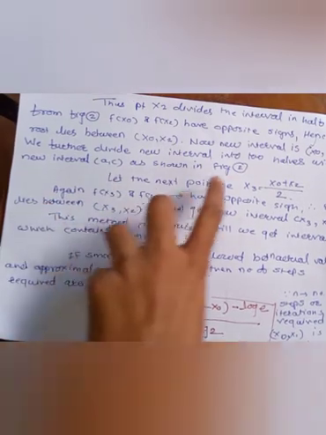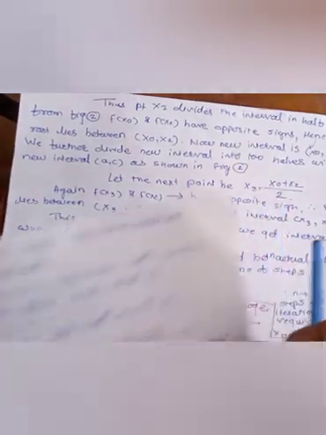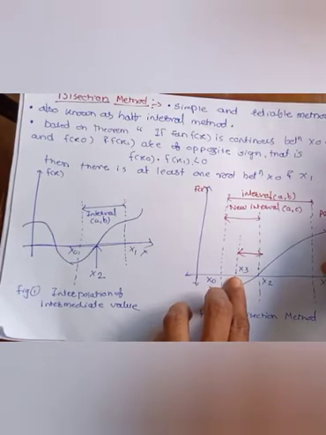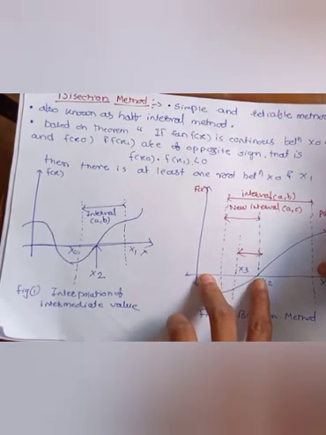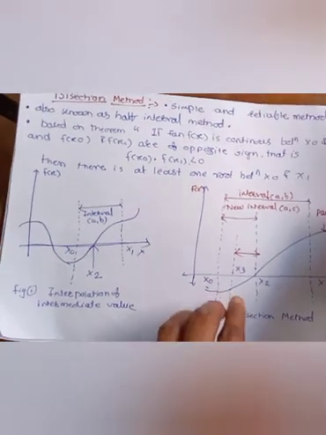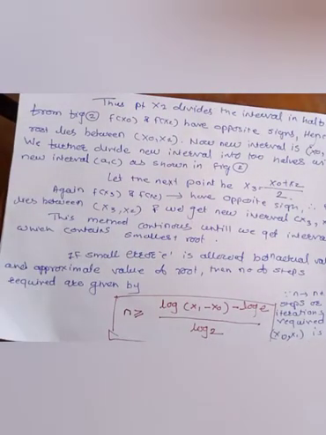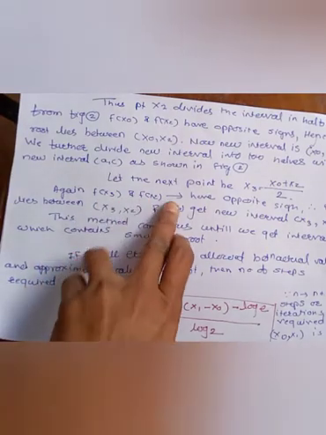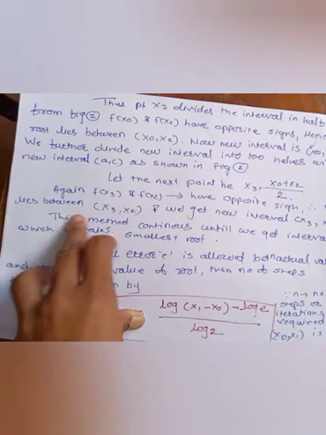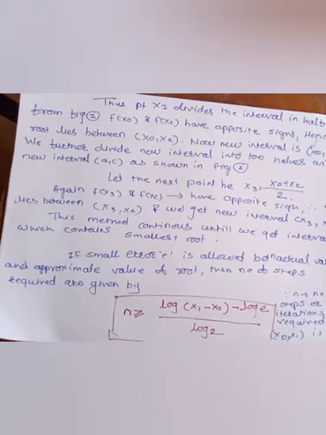Let us consider the next point will be x3 and it is given by x0 plus x2 divided by 2. That means the new value also exactly divides this interval at the center. That means we get two equal intervals by using the new value, x3. Again f of x3 and f of x2 have opposite signs. Hence the root lies between x3 and x2. Hence we get the new interval, that is x3, x2. This method continues until we get a new interval which contains the root.